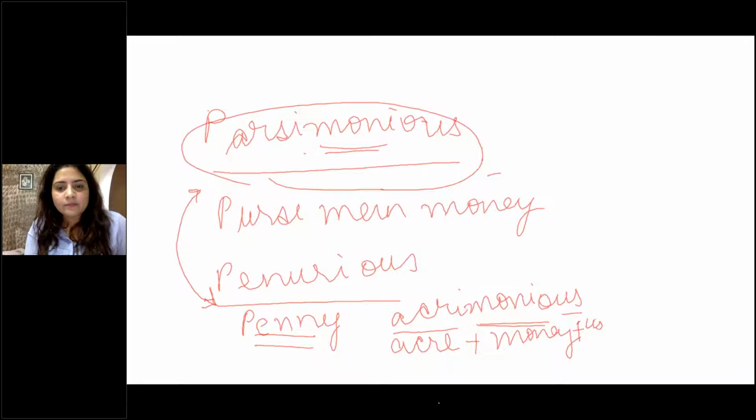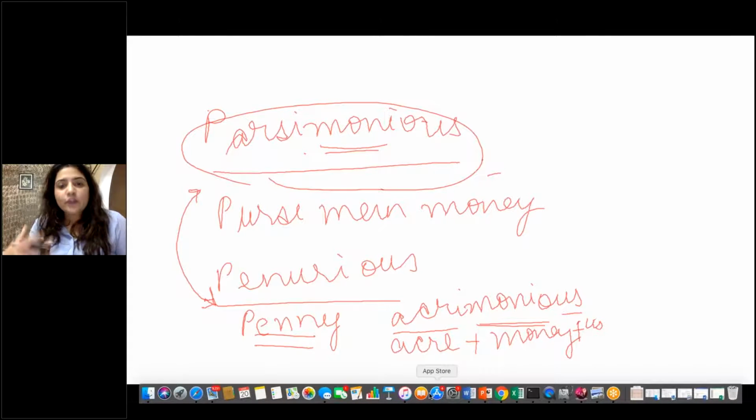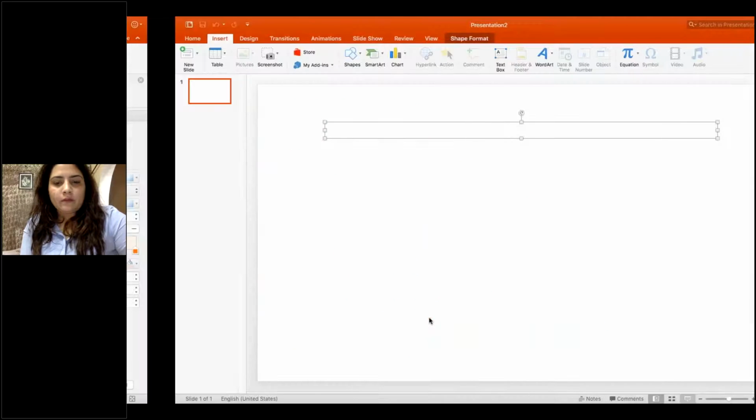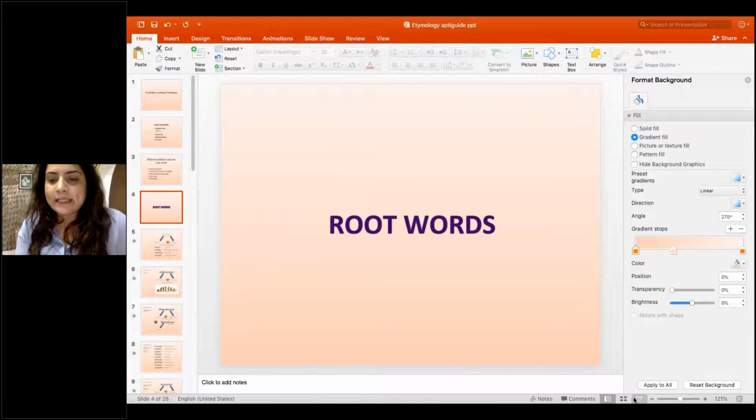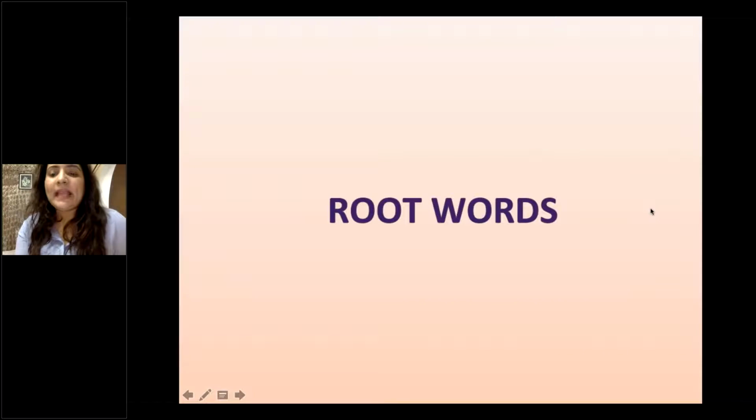All right, so try to use these three words. Every class I'll try to come up with say 5 to 7 words, teach you them, and then eventually go to the next techniques. Okay, let's come to the vocabulary learning techniques. Root words, the application of root words.